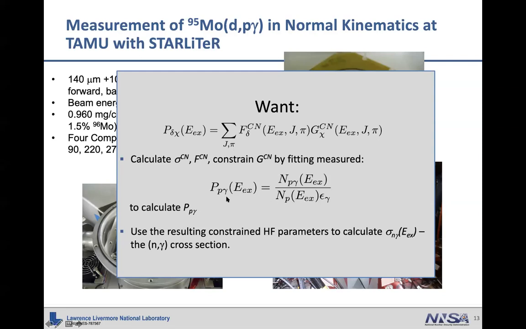This probability we call the gamma ray emission probability. It's the coincidences between the number of protons and the number of gamma rays as a function of excitation energy divided by the number of proton singles as a function of excitation energy. We're going to fit this quantity and then use the resulting constrained Hauser-Feshbach parameters to calculate the desired cross-section. And over the next couple of slides, I'm going to walk through in detail how we do that.